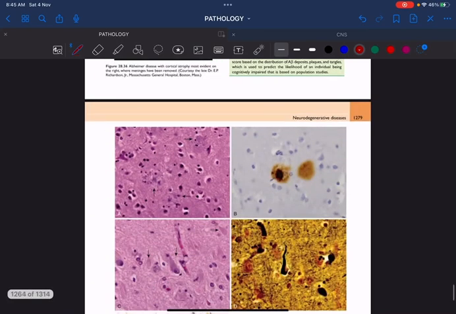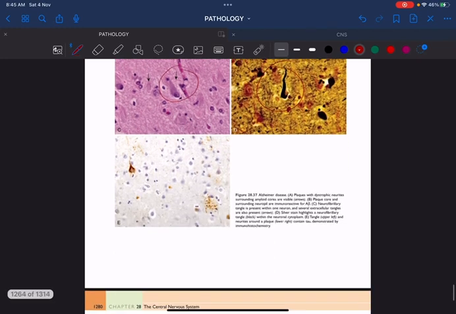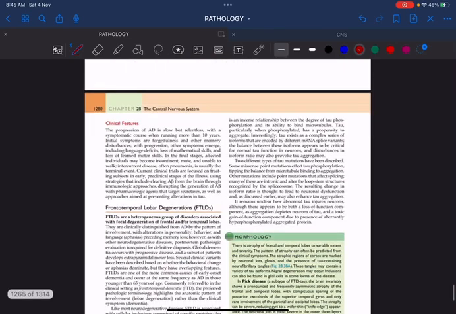Okay, fine. So you can see, this is the silver staining, also called the Bielschowsky staining, and you can see the basophilic neurofibrillary tangles. Remember, neuritic plaques are amyloid containing. Neurofibrillary tangles are tau protein containing. Tau protein is a microtubule associated protein.